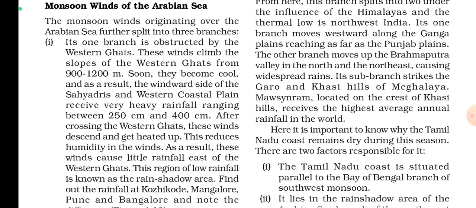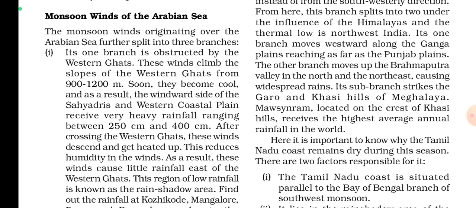Monsoon winds of the Arabian Sea. The monsoon winds originating over the Arabian Sea further split into three branches. Its one branch is obstructed by the Western Ghats. These winds climb the slopes of the Western Ghats from 900 to 1200 meters.